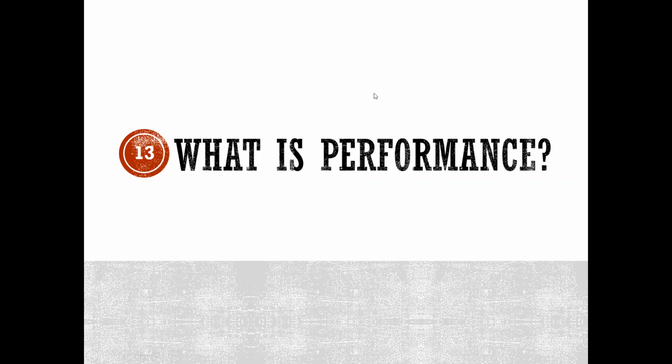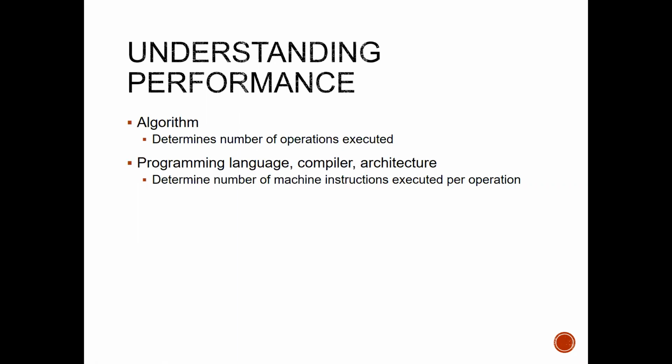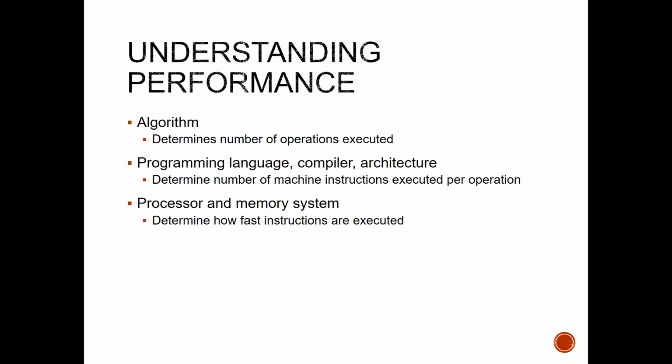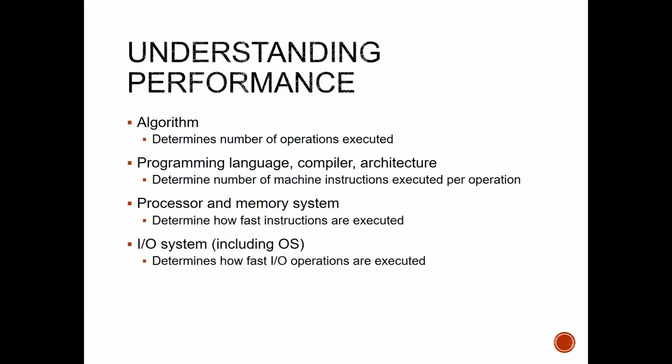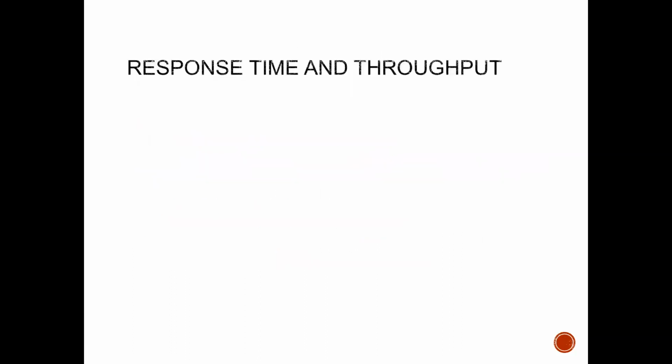What is performance? Understand performance. The algorithm determines the number of operations executed. The programming language, compiler, and architecture determine the number of machine instructions executed per operation. The processor and memory system determine how fast instructions are executed. The input-output system, including the operating system, determines how fast input-output operations are executed.